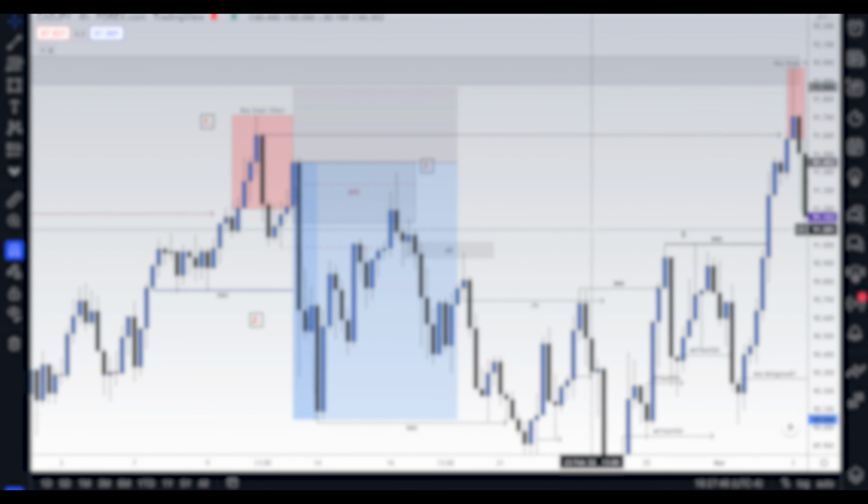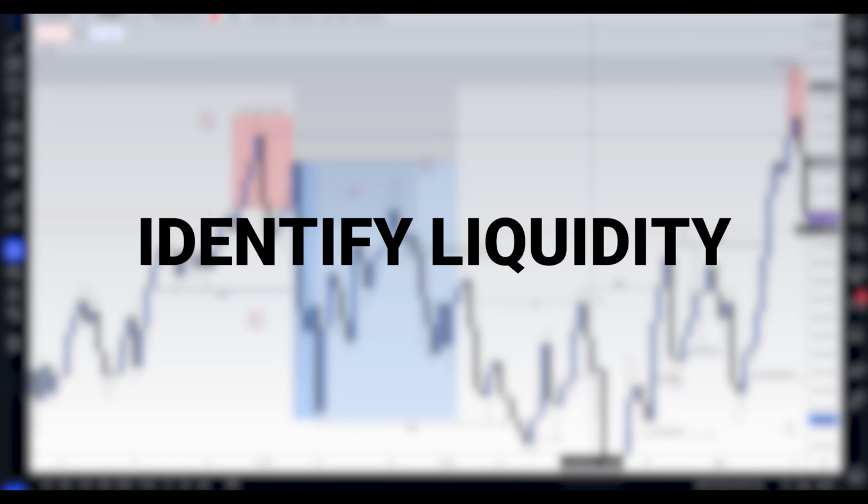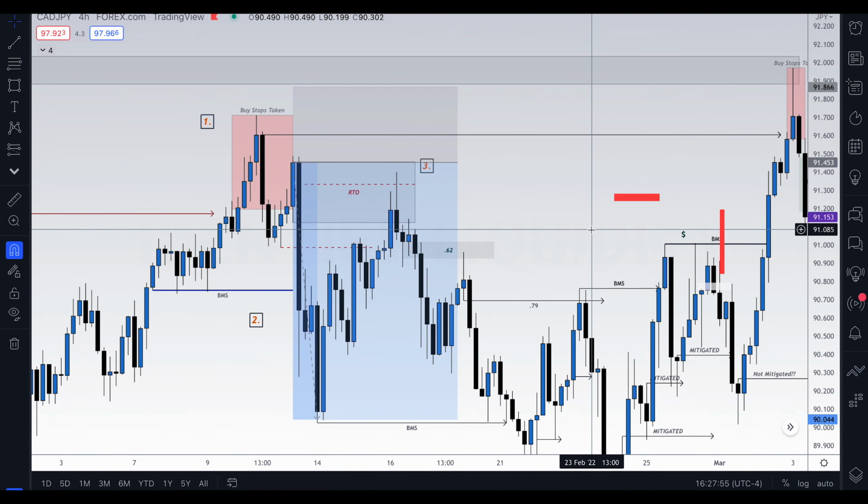Now, before you even consider taking a trade, you need to see these 3 things happen on your charts. First, you have to see where liquidity has been taken. That's either buy stops or sell stops, depending on whether the bias is bullish or bearish. Secondly, you have to see a break of market structure, which ultimately creates an imbalance in price action.